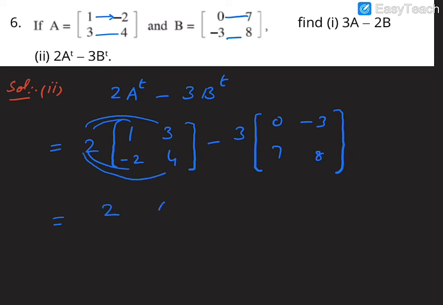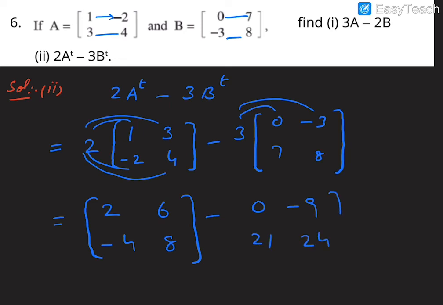2 times 1 is 2, 6 minus 4, 4 times 2 8, negative, minus 3, 3 times 0 is 0, 3 times 3 is minus 9, 21, and 8 times 3 is 24. So finally we will get 2 minus 0 is 2, 6 minus minus 9 is 15, minus 4 and minus 21 will be minus 25, and 8 minus 24 will be minus 16. So this one is our answer.